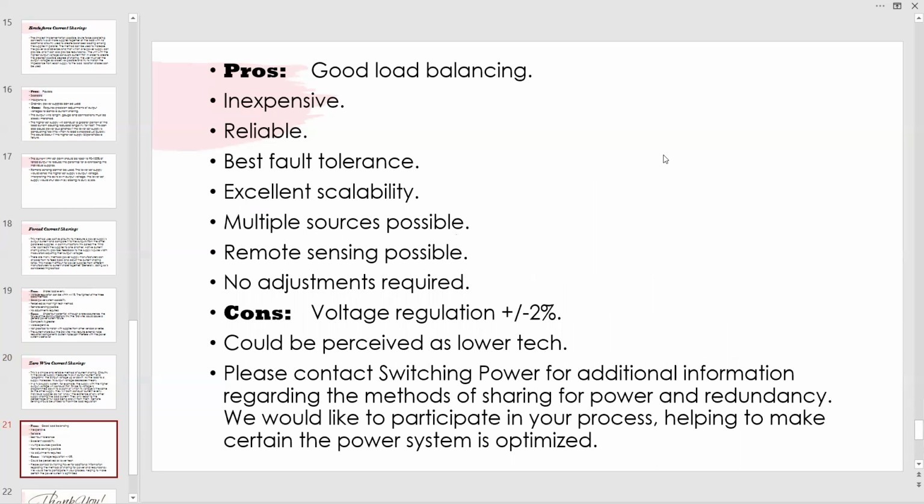Pros and cons of zero wire current sharing. Pros: good load balancing, inexpensive, reliable, best fault tolerance, excellent scalability, multiple sources possible, remote sensing possible, no adjustments required. Cons: voltage regulation plus or minus 2%, could be perceived as lower tech.